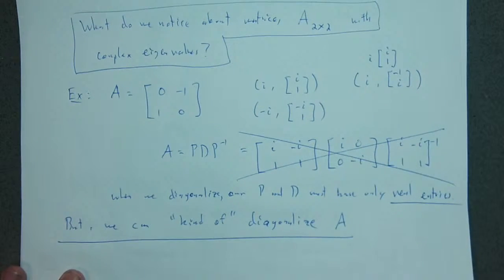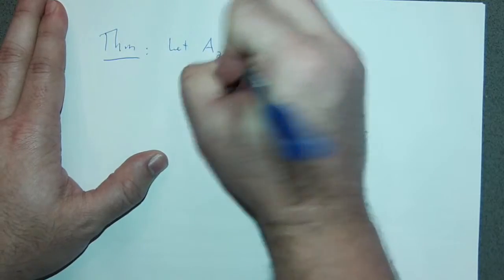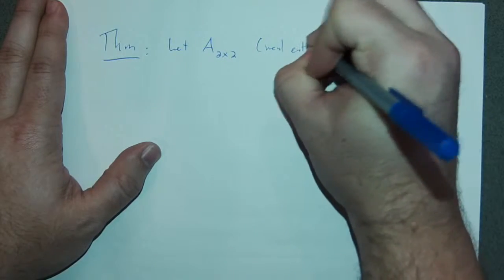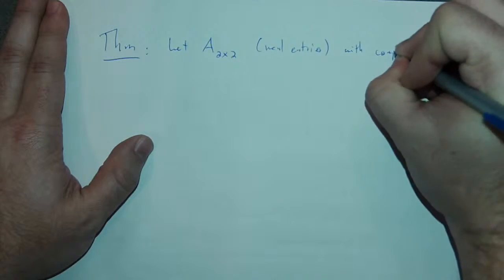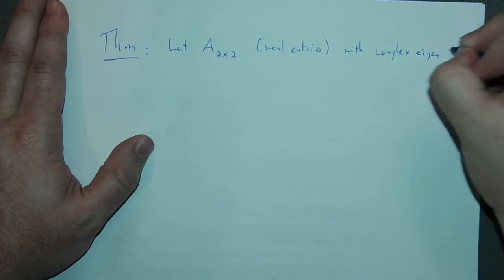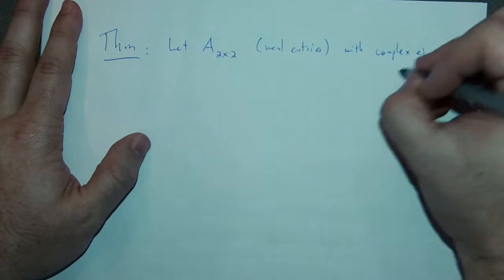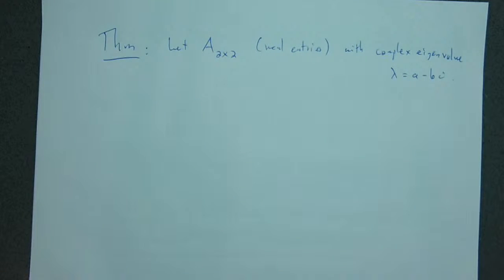So what does this "kind of diagonalize" involve? It's the following theorem. It's very nice. It's about complex eigenvalues. So what does this theorem say? Let A be a 2 by 2 matrix with real entries, with complex eigenvalues. Well, if it's got one, then it's got two. They come in a conjugate pair. We'll say the complex eigenvalue in question is lambda equals a minus bi. That's what the textbook says.